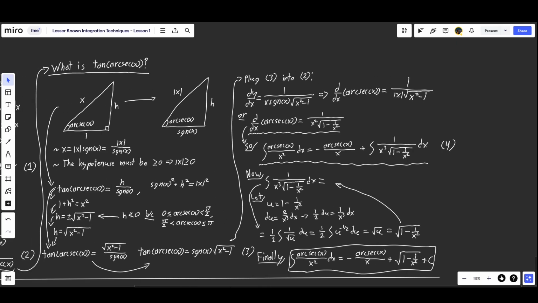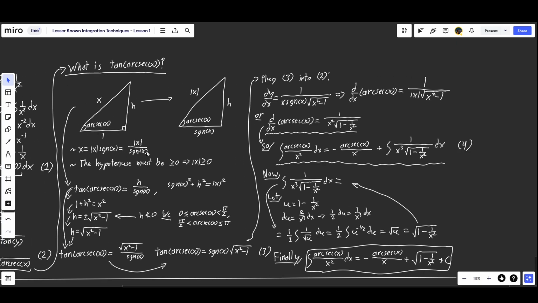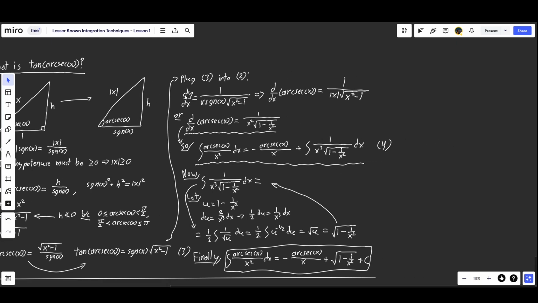Now, going back to our identity over here, that x is equal to the absolute value of x divided by sine of x, multiplying by the sine of x on both sides, we'll see that the absolute value of x is equal to x times the sine of x. So we can replace this with the absolute value of x, leaving us with the derivative of y with respect to x is equal to 1 over the absolute value of x times the square root of x squared minus 1.